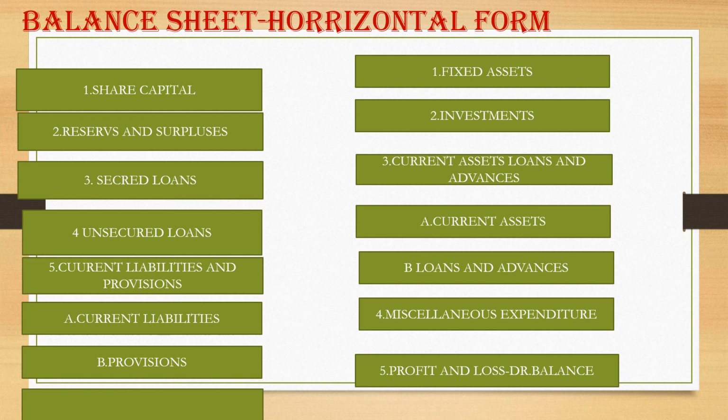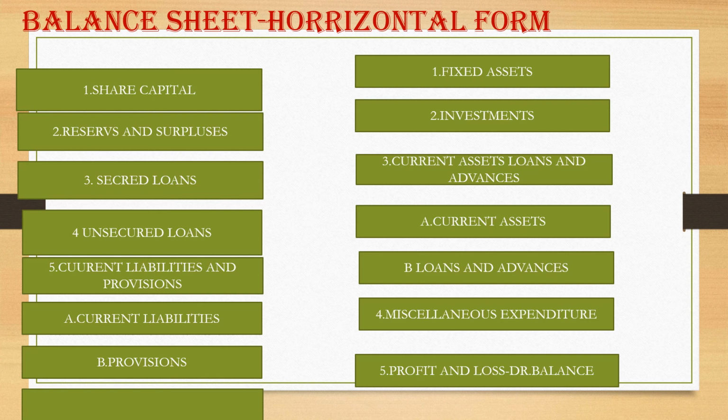Then current assets, loans and advances. What are current assets? Those which are realizable within 12 months. It includes sundry debtors, bills receivable, prepaid expenses, or short-term loans which are realizable within 12 months; they come under current assets. Any accrued income, accrued interest, accrued rent. Accrued means due but not yet received. It comes under current assets.